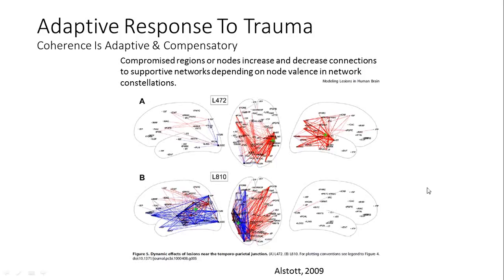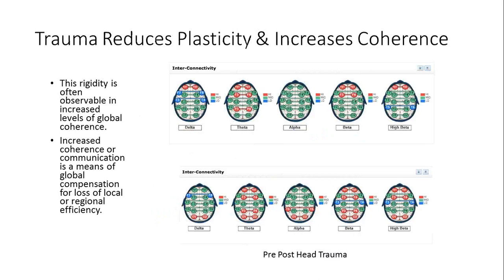And that's kind of a general perspective that is highly endorsed in the neuroimaging field at this point. And that's why looking at interhemispheric coherence is so valuable, and we know a lot more about it and it's so critical, especially at the clinical level. So trauma reduces plasticity and function and increases coherence. So we can see the interconnectivity here.